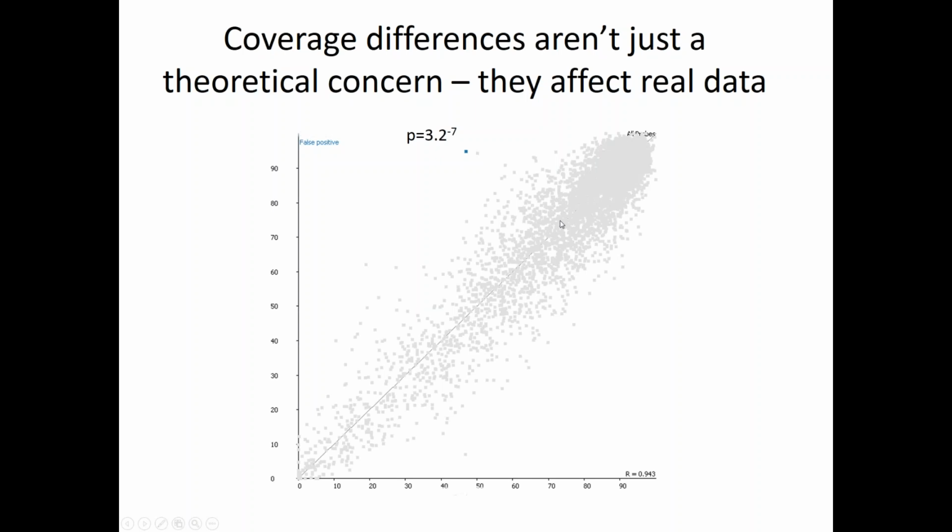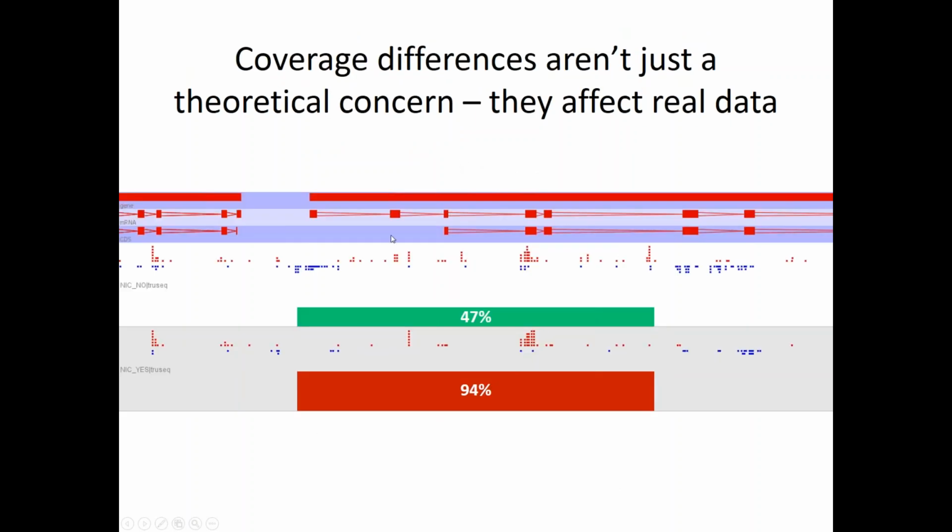So this has a methylation level change of about 40% between the two samples, so quite a big change. We'll come on to statistics later, but this sample also has a hugely significant p-value, 3.2 times 10 to the minus 7. But if you go and look at the data underneath that point, it looks like this.